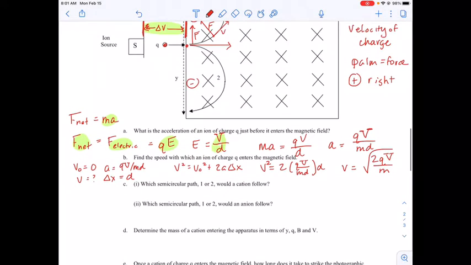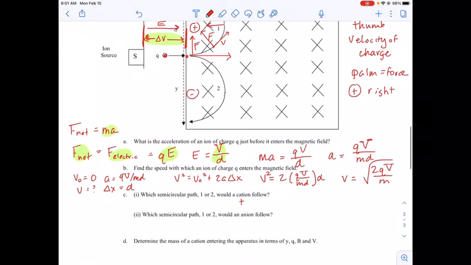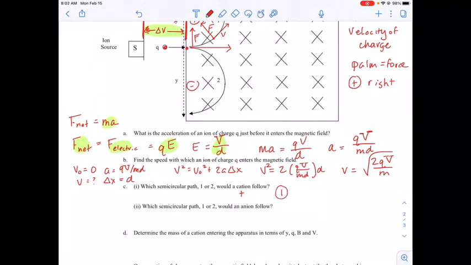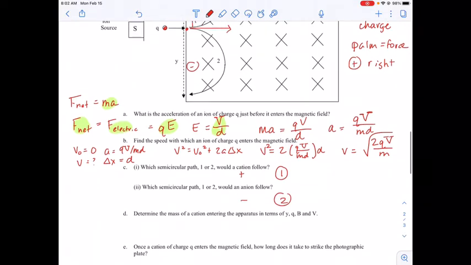All right, part C we already looked at. Which semicircular path would a cation follow? This is a positive charge. So a positive charge we figured out would follow path 1. Again, we're using the right-hand rule. And a negative charge would follow path 2.